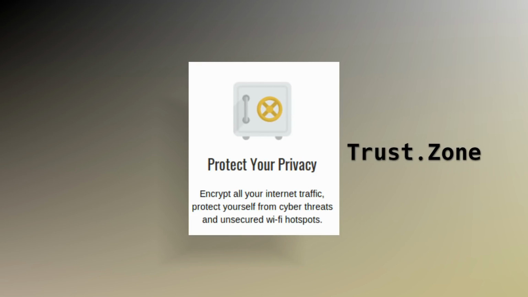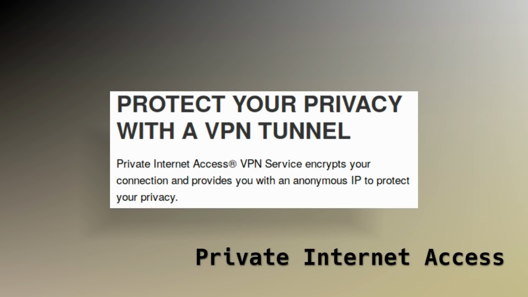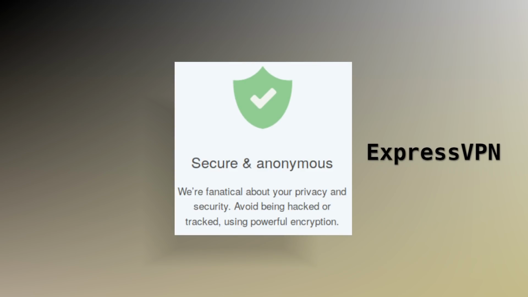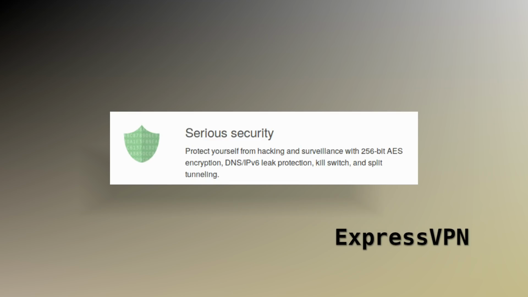Encrypt all your internet traffic, protect yourself from cyber threats. Private Internet Access service encrypts your connection. When connected, your data will be secured and encrypted, keeping all your personal details private. Avoid being hacked or tracked using powerful encryption. Protect yourself from hacking and surveillance with 256-bit AES encryption.